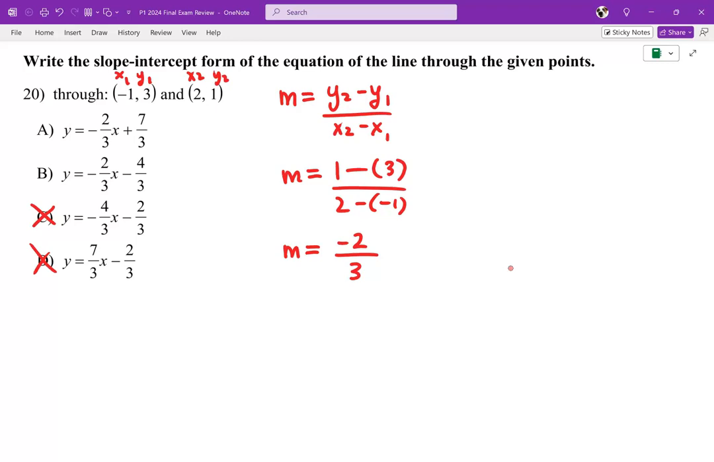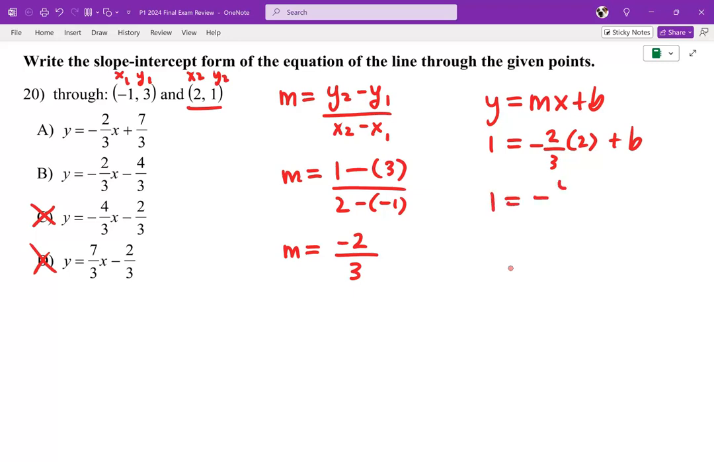I'm going to use any one of the points and my new slope. So y equals mx plus b. I usually pick the first point, but the first point has a negative, so I'm going to pick the second point because it doesn't have any negatives. First, second, it doesn't matter. So y is 1, m is negative 2/3, and x is 2, plus b. Looks like I'm going to get it wrong because the answer should be 7/3.